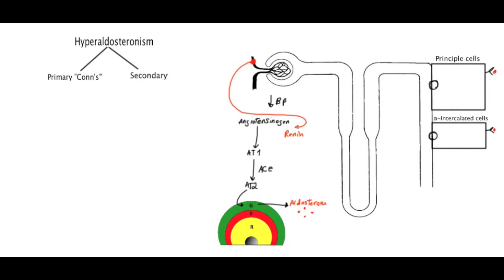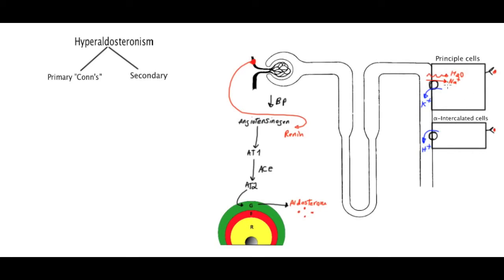Now in principal cells, we are going to reabsorb sodium, and water always follows sodium. And at the same time, we're going to exchange that sodium with potassium. So we're going to be secreting potassium in the lumen of the nephron. And on the alpha intercalated cells, we're going to secrete hydrogen ions into the lumen.